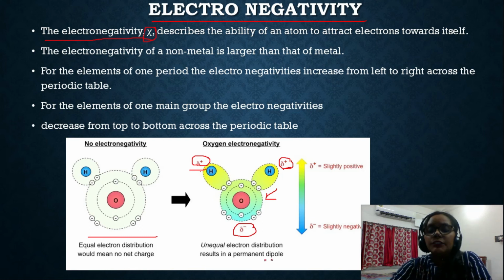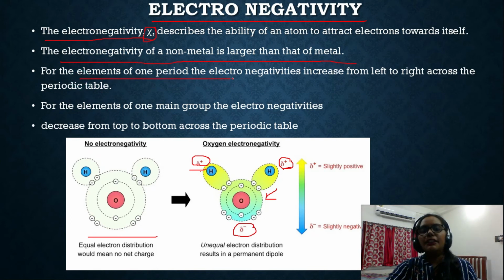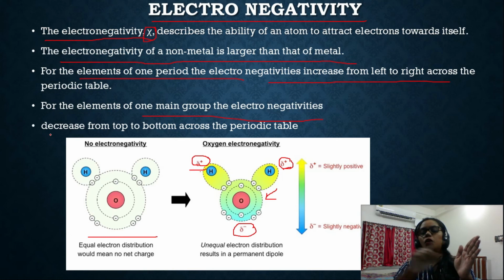So this property is called electronegativity. The electronegativity of a non-metal is larger than that of a metal. For the elements of one period, the electronegativity increases from left to right, and down a group it decreases from top to bottom.